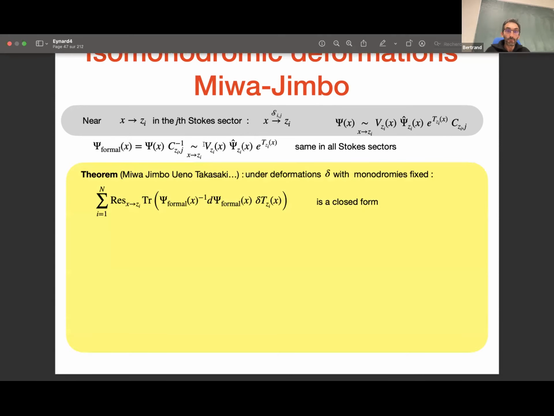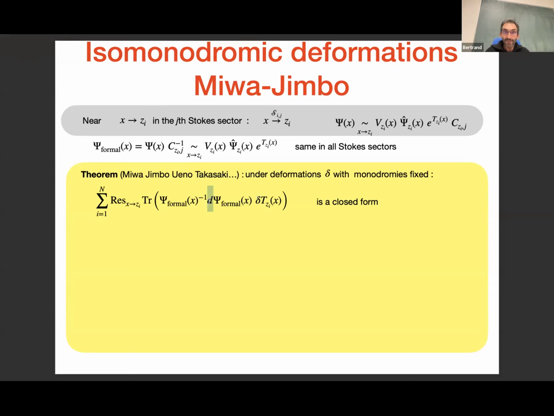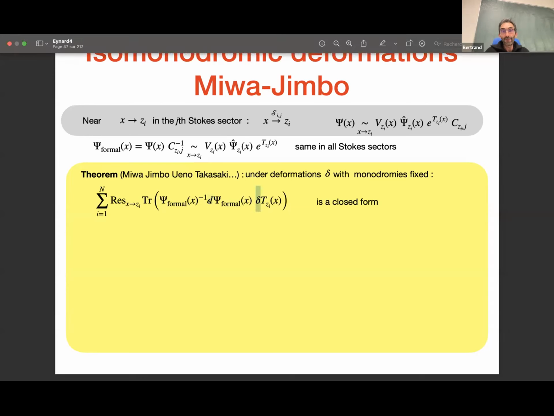Now what Miwa, Jimbo, but also in papers with Ueno, Takasaki, all these Japanese schools, define, and what they remarked is that the following quantity is a closed form. Well, first, let me remark that the delta here refers to deformation. So it refers to a cotangent vector in the moduli space of these connections. Whereas here the D, and that's why I use a delta letter instead of a D, is the differential on the surface CP1. So the D is a differential on CP1, whereas the delta is a differential in the moduli space. So it is a closed form as a differential in the moduli space.